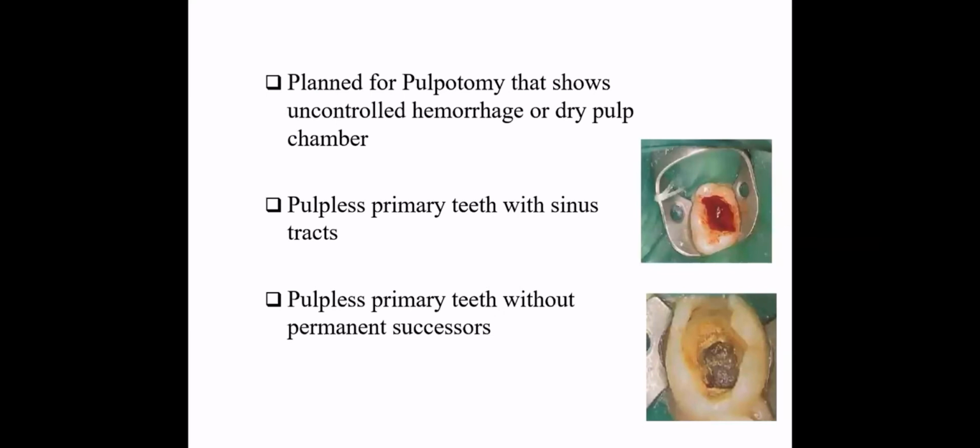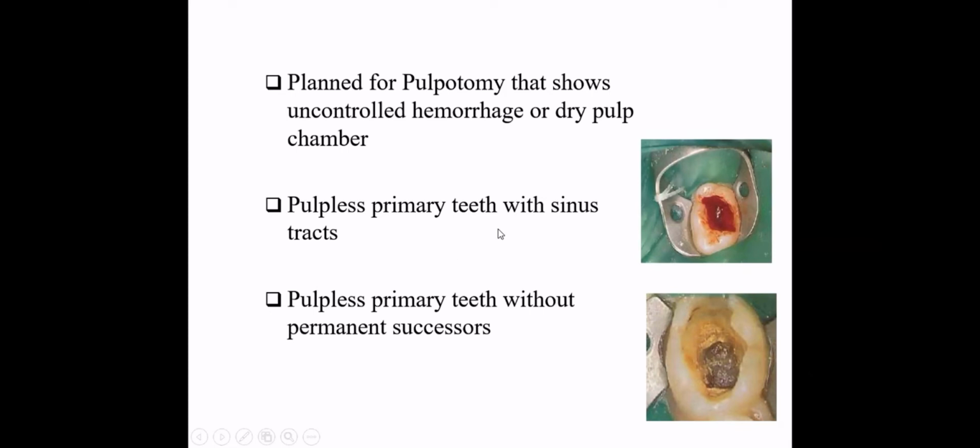Next, the pulpotomy shows uncontrolled hemorrhage or a dry pulp chamber. This is what is called uncontrolled hemorrhage: even though you keep a moist cotton pellet for a longer time, more than 1 or 2 minutes, the bleeding is not stopping. You are getting profuse bleeding from the canal, which shows that the radicular pulp is infected. Or you think, okay, fine, we can do a pulpotomy, and you open the tooth, but the entire pulp chamber is dry, which means necrotic pulpal tissue is there.